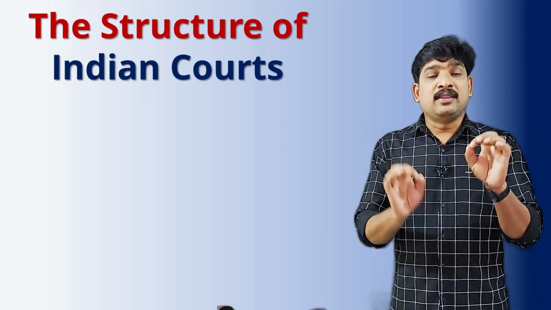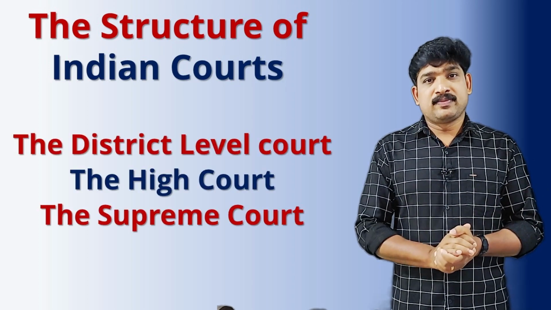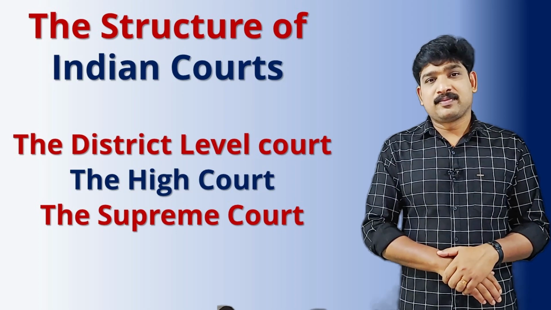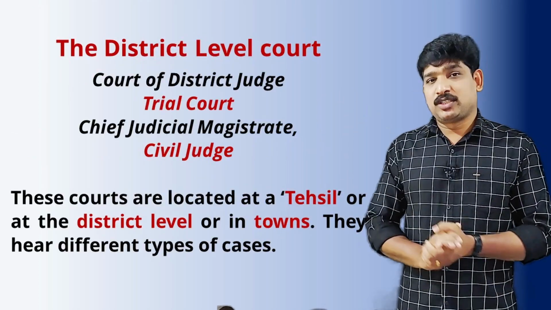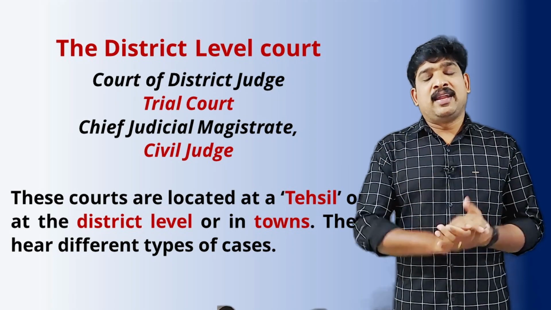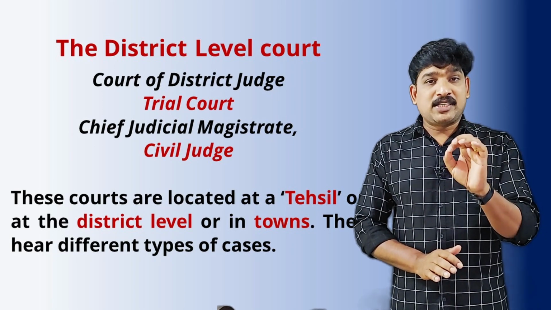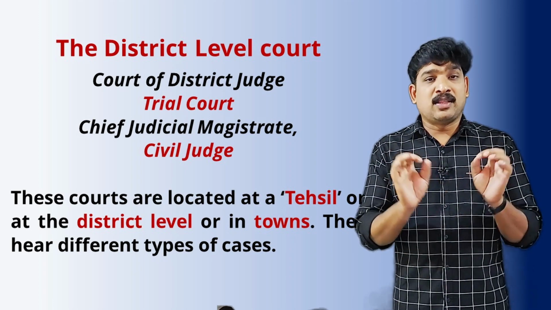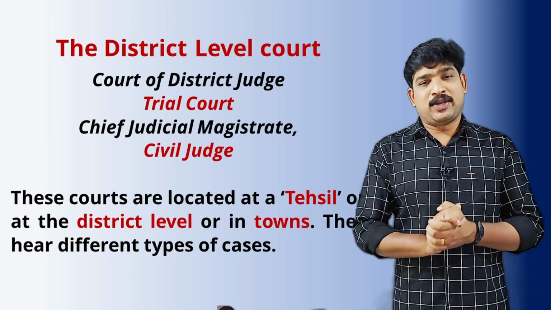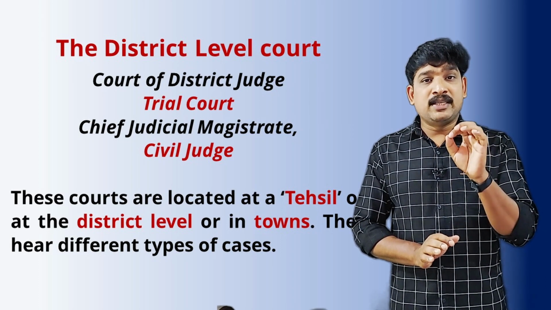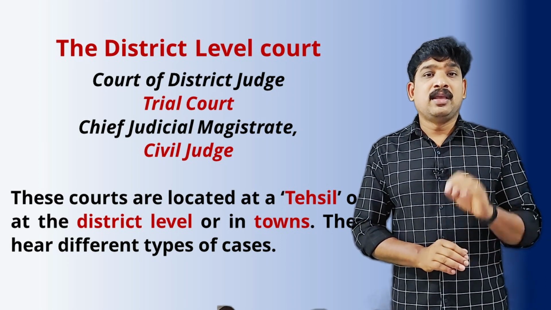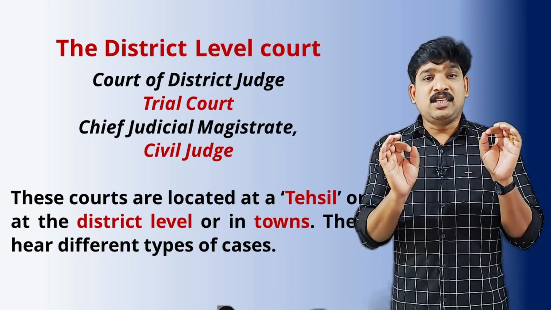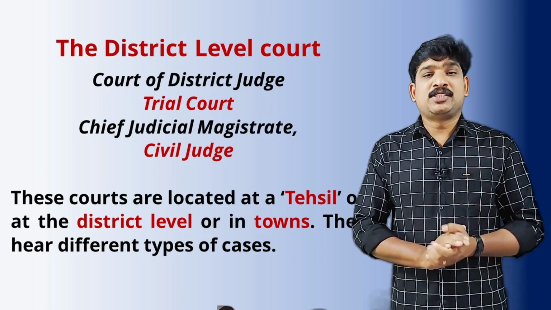In our country, there are three different levels of courts: the district level court, the High Court and the Supreme Court. Let us start with the district level court. At the lower level, there are a number of courts. However, at apex level, there is only one court. District courts or subordinate courts are the ones where most of the people interact. The subordinate court is known by different names. It includes Court of District Judge, Trial Court, Chief Judicial Magistrate, Civil Judge, etc.